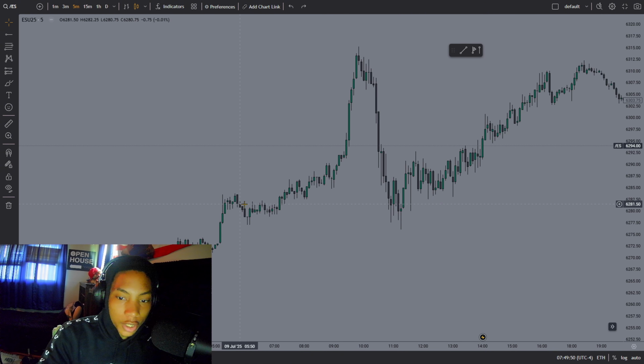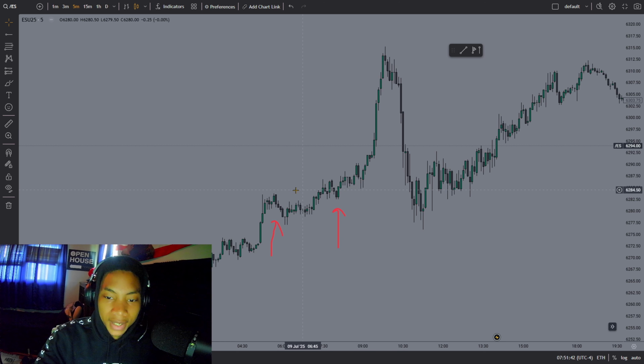For a break of structure, we need to understand that there's going to be a general trend, and then there's going to be small retracements that go against the trend that we're looking at. Just in case you guys don't understand, I marked out the areas where price goes against the general trend, which in this case, is a bullish upwards trend.